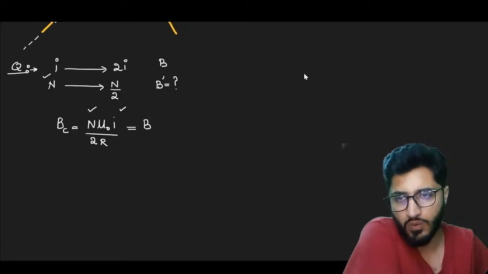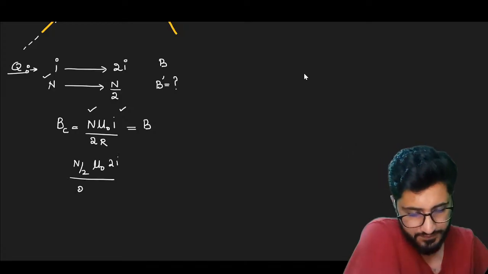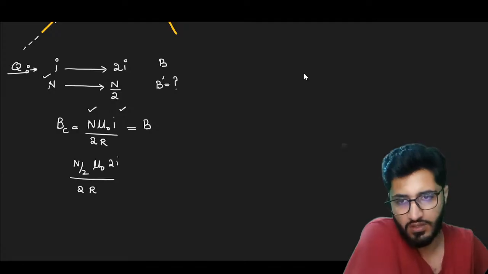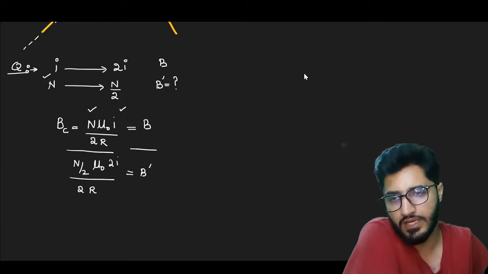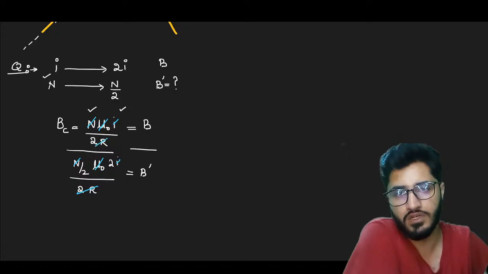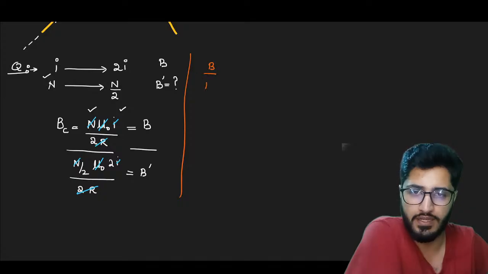Now we changed n to n by 2, mu naught as it is, current as 2I, and R as 2R. Then this one is B dash. Let us divide these. You can see now n cancels out, I cancels out, 2R cancels out. So we got B divided by B dash.